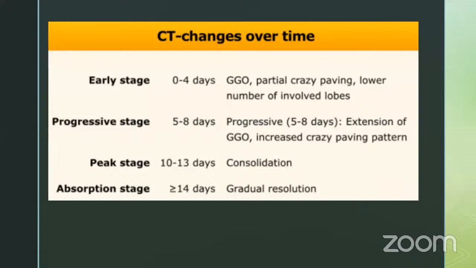In the peak stage, almost all the lobes are involved and it progresses to consolidation, that is, an increase in the density, and the lung is getting more and more affected. It is commonly seen in 10 to 14 days of the disease. And after 2 weeks, it is called the absorption stage. We start seeing findings of gradual resolution, such as fibrosis and reticular bands. So based on CT, we can categorize which stage they are in.